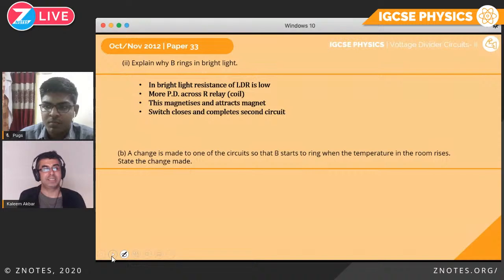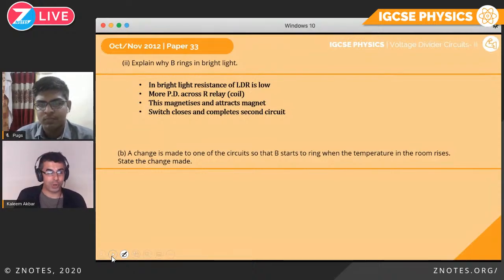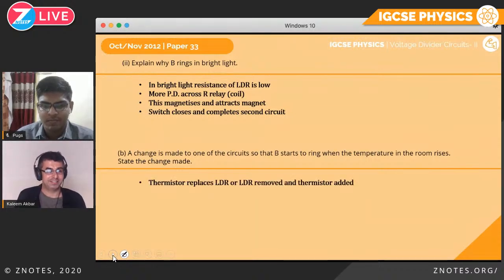And last but not least, a change is made to one of the circuits so that B starts to ring when the temperature in the room rises. Well, before it was an LDR, a light-dependent resistor. If it's going to be dependent on temperature, what do we need? I hope you guessed it, thermistor. Because a thermistor depends on heat and an LDR depends on light.